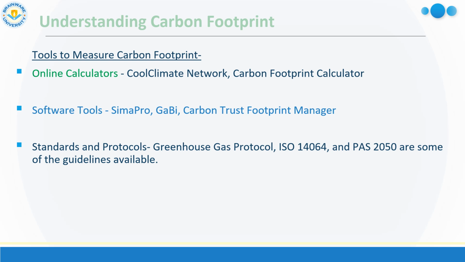Number three is standard protocols. Greenhouse Gas Protocol, ISO 14064, and PAS 2050 are some of the guidelines available. To ensure precise and steady measurement of carbon footprint, standards and protocols have been put in place that provide guidelines and methodology for calculating greenhouse gas emissions.